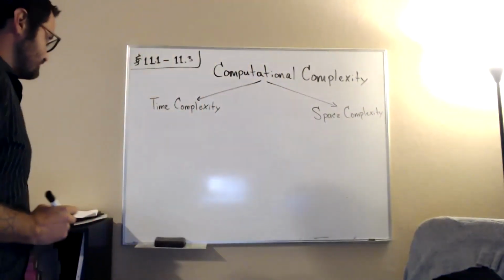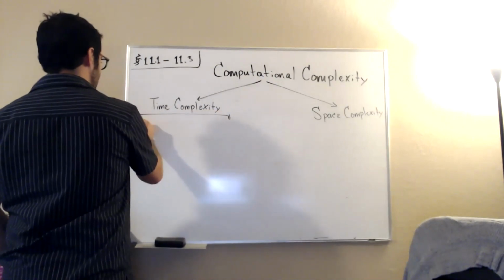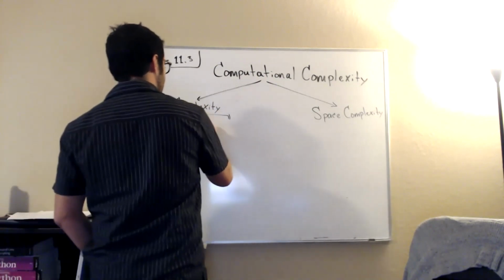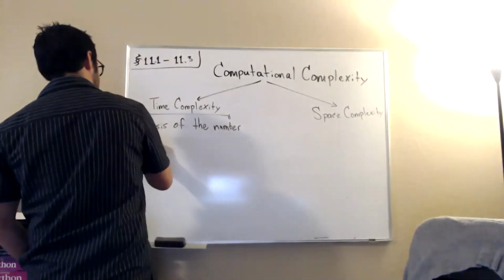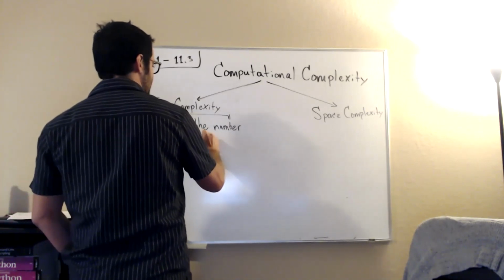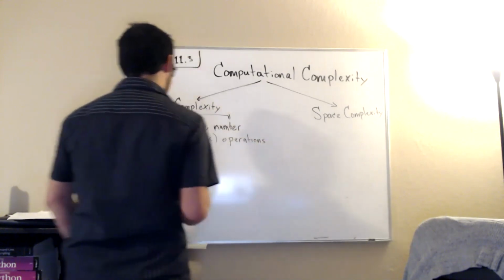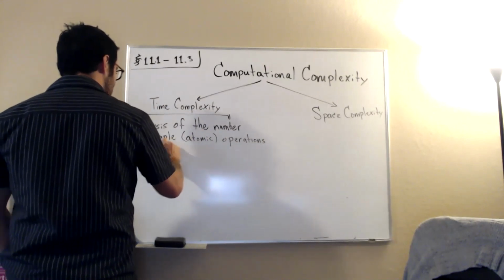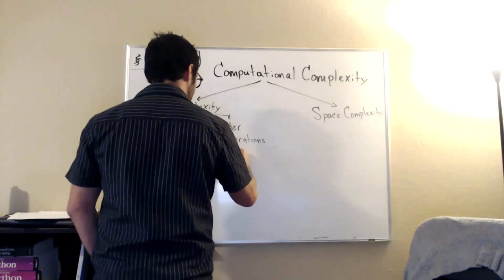Okay, so time complexity deals with, let's say, analysis of the number of simple, sometimes referred to as atomic, operations needed to perform a given algorithm.